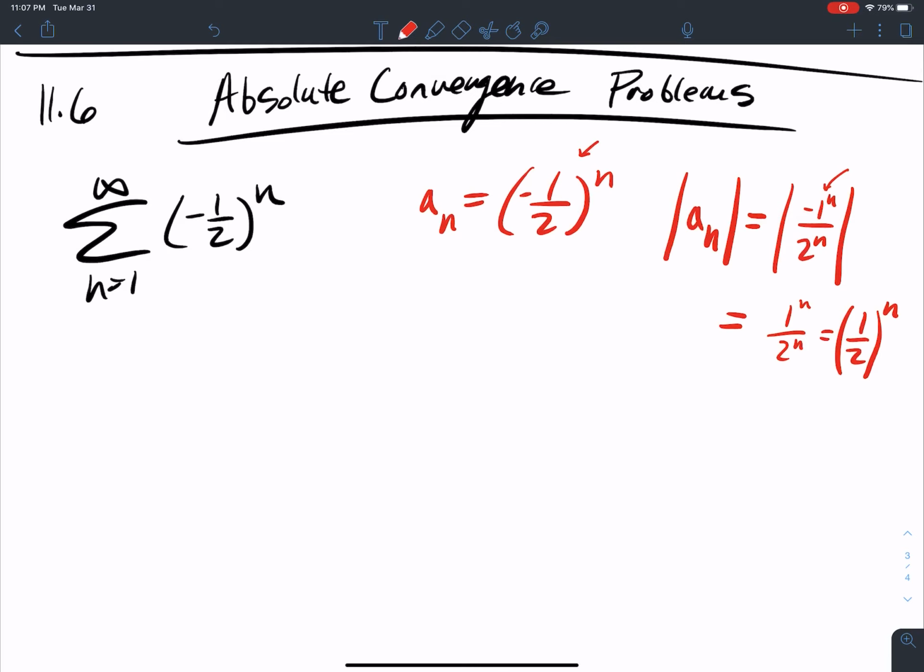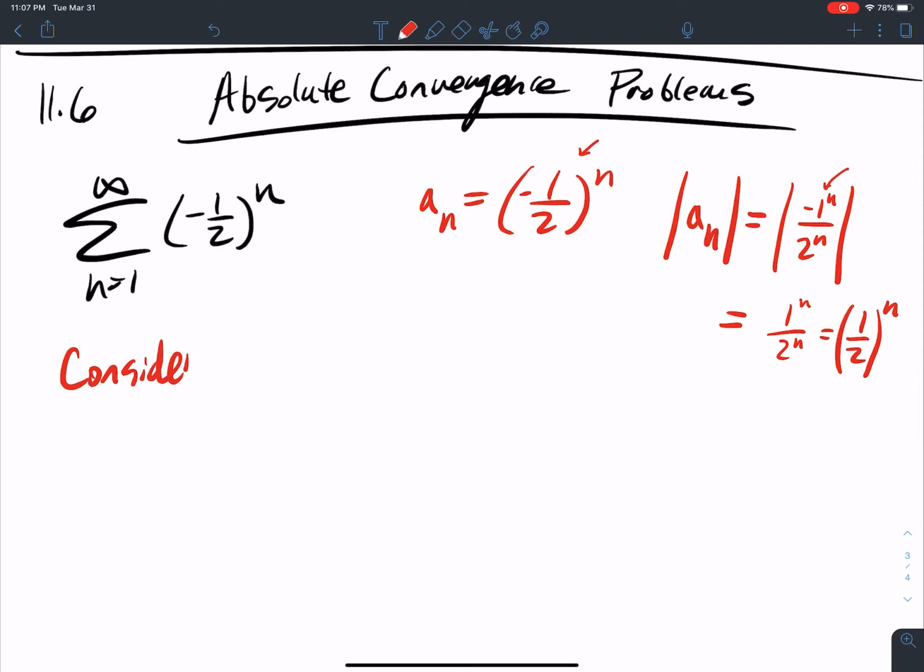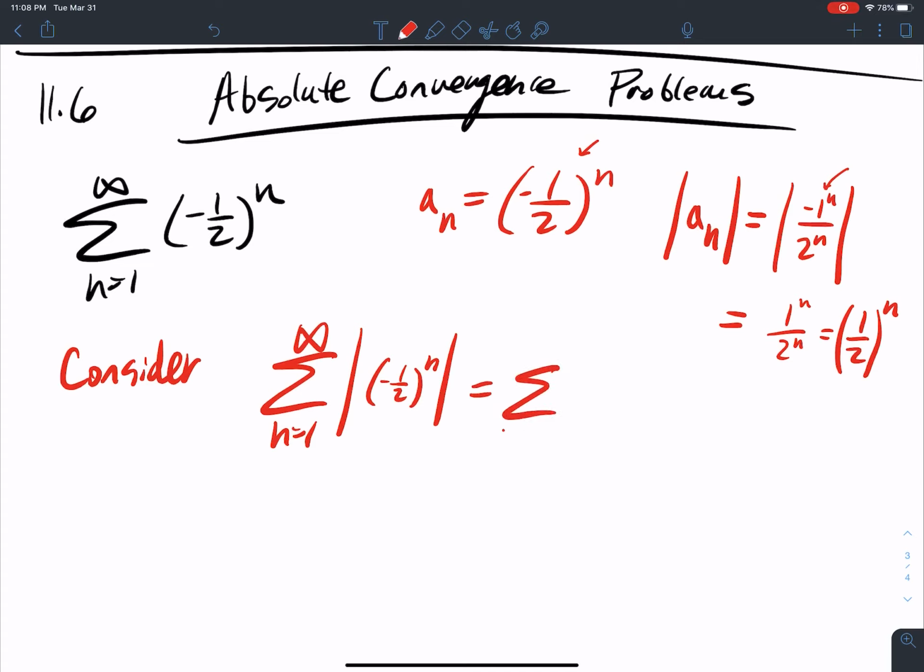No big deal. All right, so we consider the series n equals 1 to infinity, absolute value of (-1/2)^n, which is equal to the series n equals 1 to infinity of (1/2)^n. Why do we do this? Look, when you run through your tests, always check for absolute convergence first.